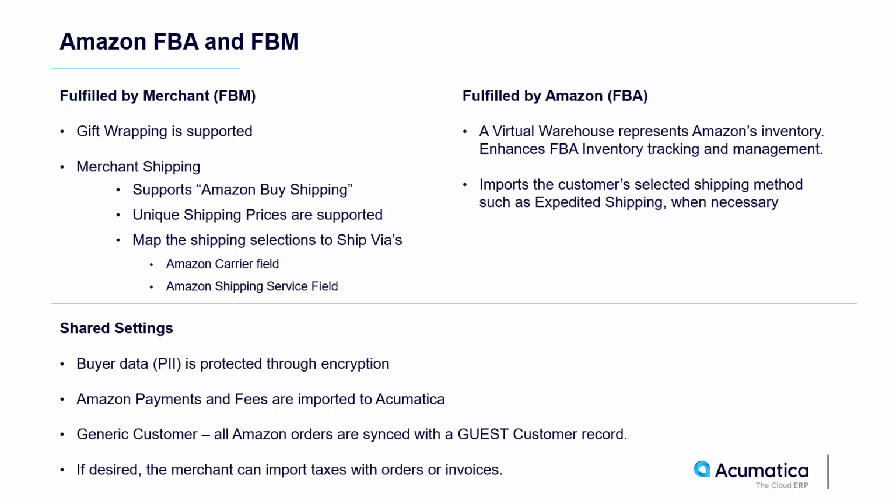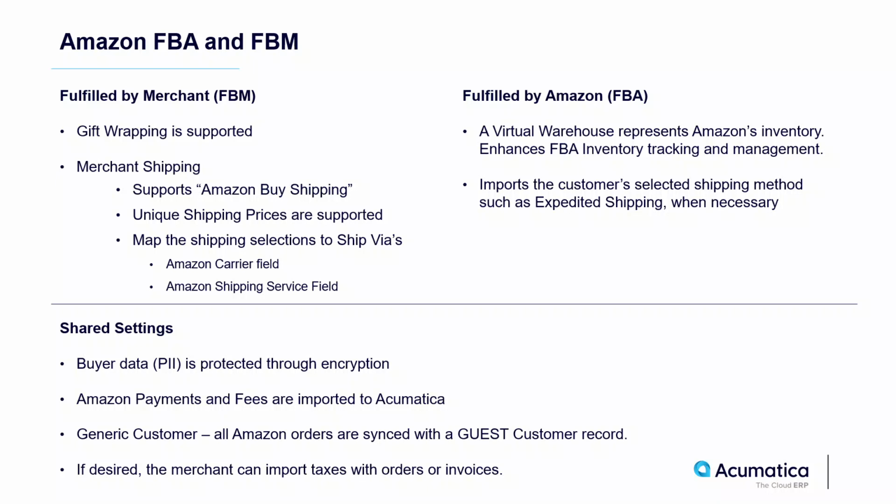And then if a customer purchases, let's say, expedited shipping, that additional information is going to flow in and map to the appropriate ship vias inside the ERP. We already talked about the virtual warehouses that are being set up so you can reconcile your FBA inventory levels. And if the customer happens to choose some unique shipping service through Amazon, that information can be mapped to the appropriate fields inside of Acumatica for you to keep track.